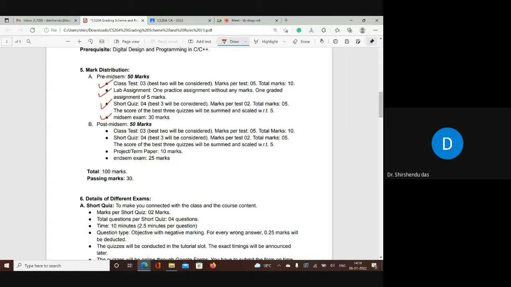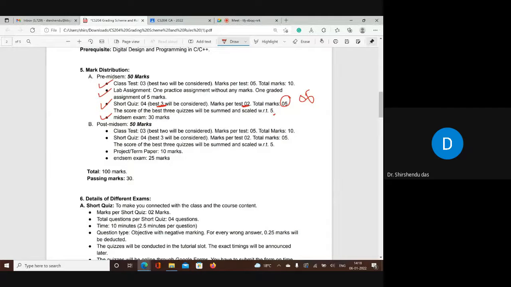Okay. And short quiz, there will be 4 short quizzes. So what is a short quiz? I'll explain short quiz in more detail. There will be 4 short quizzes before midsem, and the best 3 will be considered. Marks per short quiz will be 2 and total mark is 5. If I consider the best 3 and total mark is 2 per test, then total marks coming is 6. But here I have written 5. That's why I have written in the last line, the score of the best 3 quizzes will be summed and scaled with respect to 5. Okay, midsem exam 30 marks.